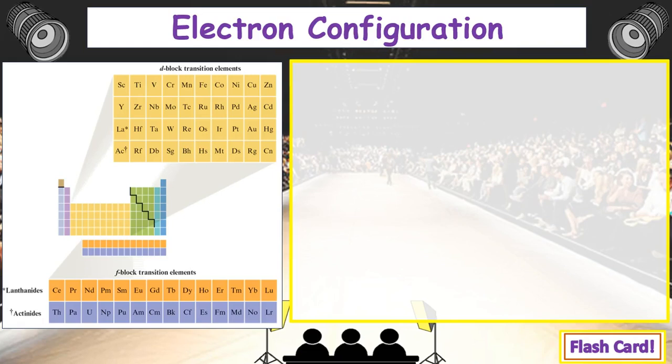So electron configuration is basically a way for us to predict chemical behavior and properties because it's going to help us describe how those electrons are distributed in those atomic orbitals. Let's go ahead and see how we do that.